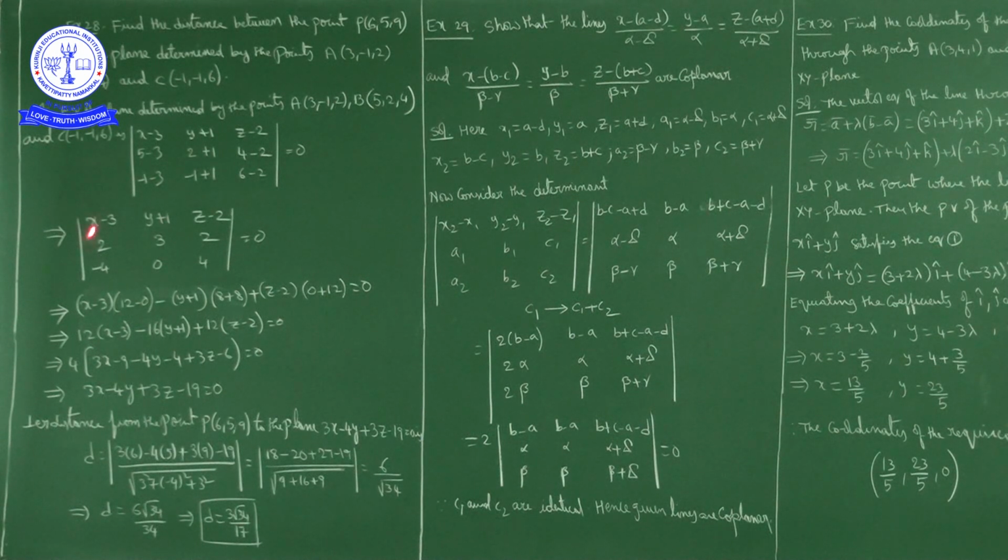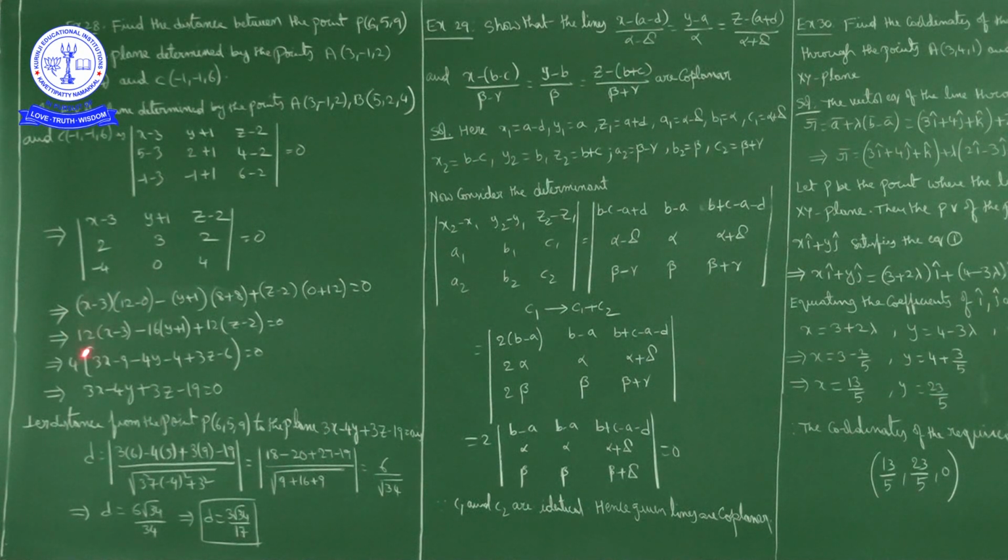So what we have: first row x minus 3, y plus 1, z minus 2; second row 5 minus 3 is 2, 2 plus 1 is 3, and 4 minus 2 is 2; third row minus 1 minus 3 is minus 4, minus 1 plus 1 is 0, 6 minus 2 is 4, equal to 0. Now here, if you observe, the third row is a multiple of 4, that 4 you can write outside, or else directly you can calculate the determinant. Okay, now this determinant: x minus 3 into first row first column closed, so 4 into 3 is 12, minus 0. So x minus 3 into 12 minus 0, nothing but 12.